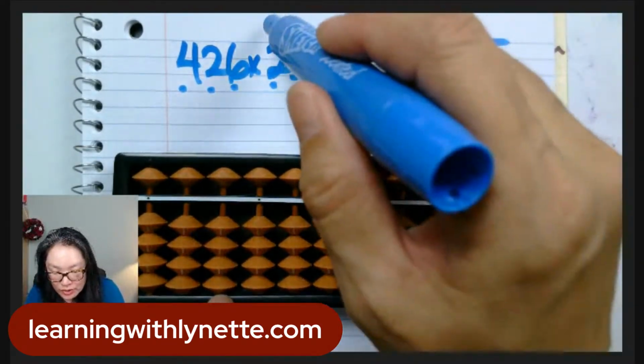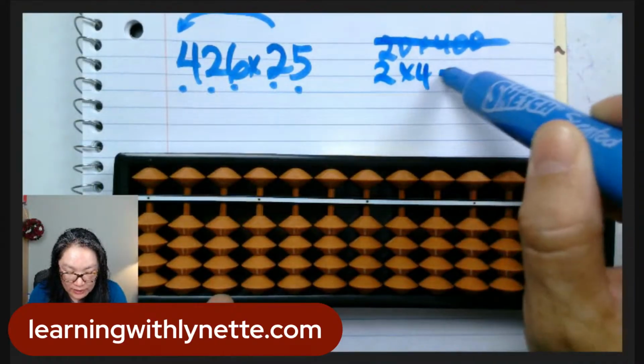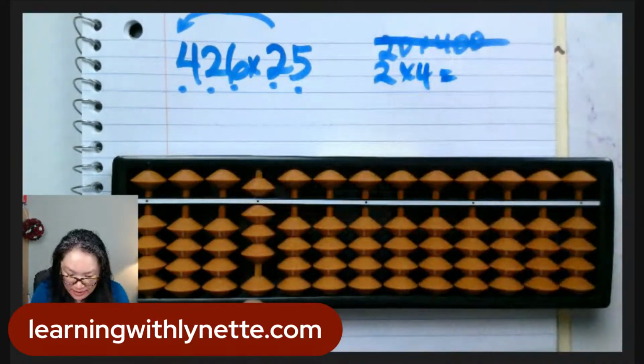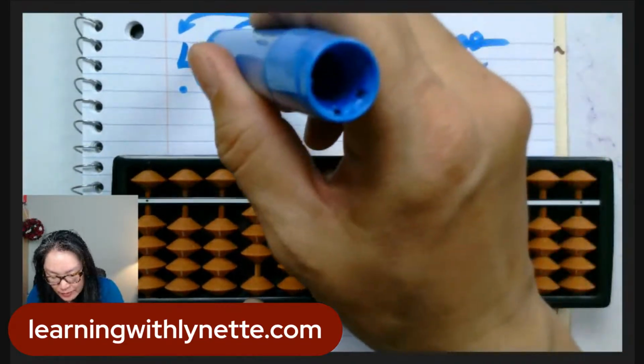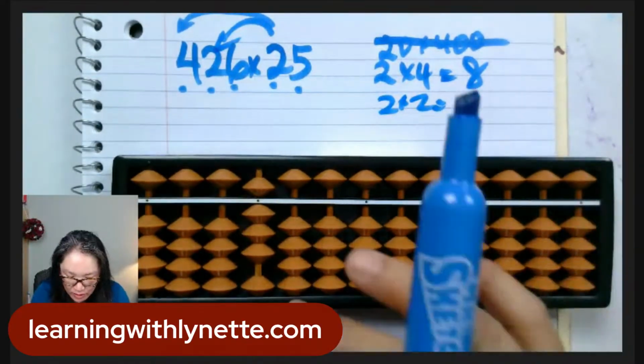What we're going to do is use the distributive property. We're going to do 2 times 4. Easy! 2 times 4 is 8. 8 is a single digit, and I go back one column, right? 2 times 2 is 4. 4 is a single digit. I go back one column, I add the 4.